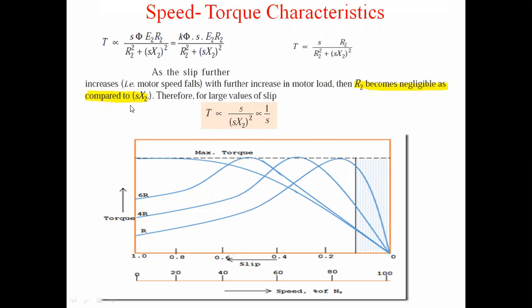That means if I increase the load, obviously the value of speed decreases. And if the value of speed decreases, obviously the slip value increases. So initially we had neglected the S value, but here now torque is proportional to S divided by S X2 square. So now my equation becomes torque is proportional to 1 upon S. Suppose I consider X2 is constant, so torque is proportional to 1 upon S, that is there is a direct inverse relation between torque and slip. So as torque increases, the slip value will decrease.